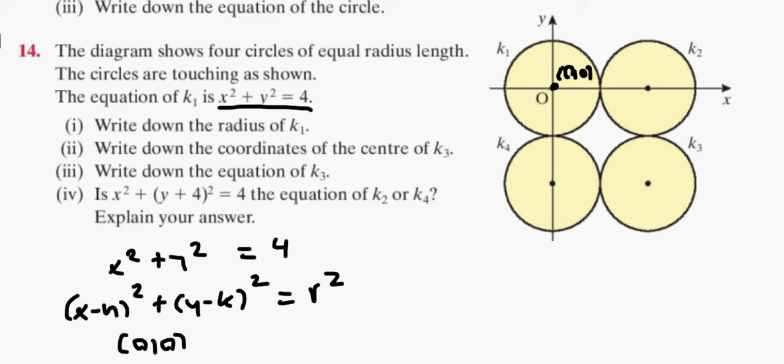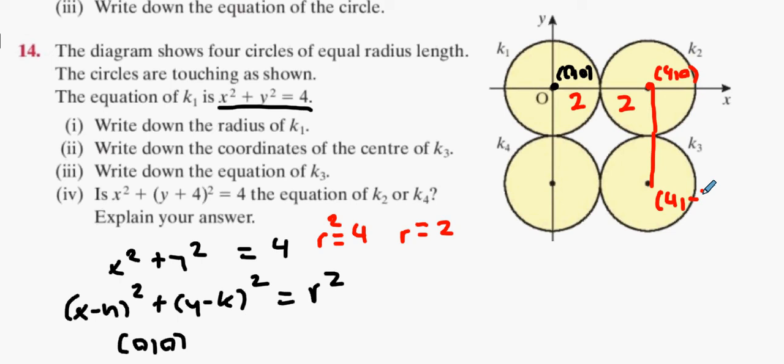Okay. We know that the radius is 2, because r squared equals 4, radius equals 2. So, what does that mean? What happens if you go 2 across and another 2 across? What point do you end up at? 4, 0. What happens if you go 2 down and another 2 down? What do you end up at?